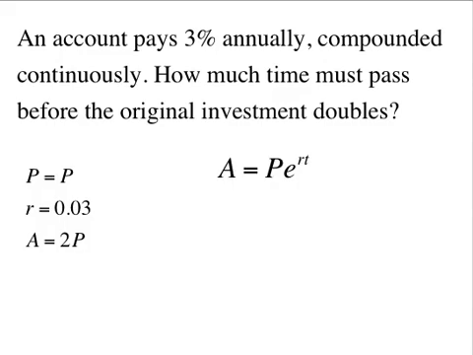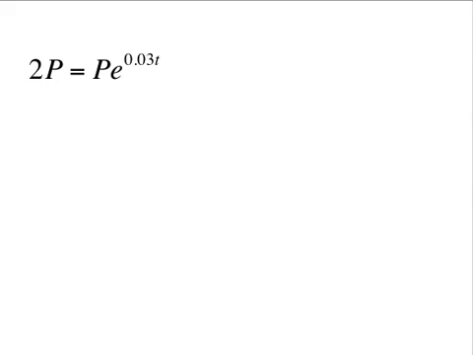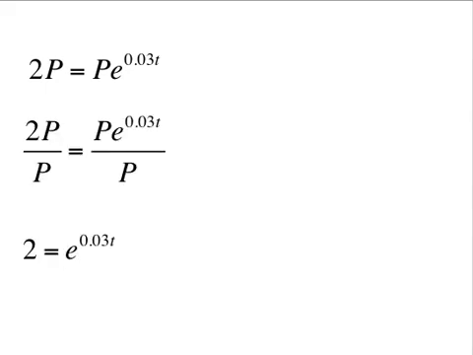Replacing A with 2P, replacing r with 0.03, we get 2P is P times e to the 0.03t, and we want to solve for t. Dividing both sides by P, and you just get 2 equals e to the 0.03t. We solve for an exponent by taking the natural logarithm of both sides.